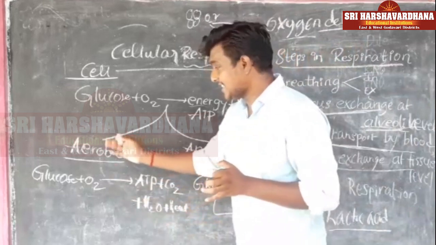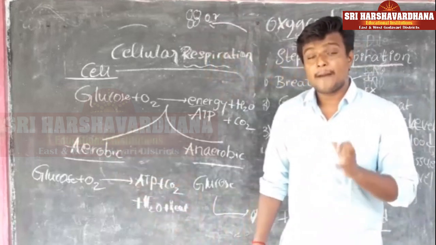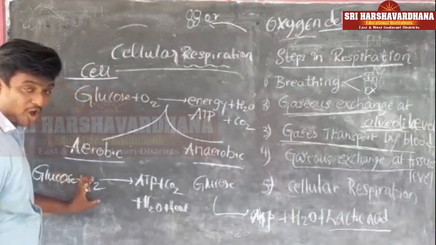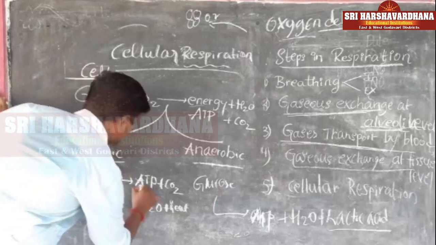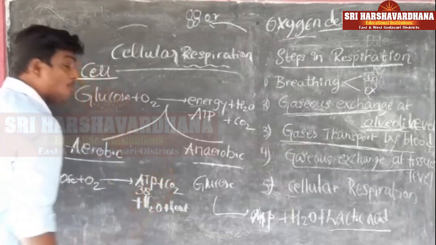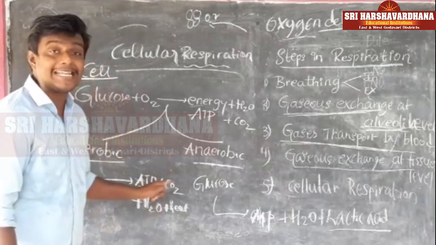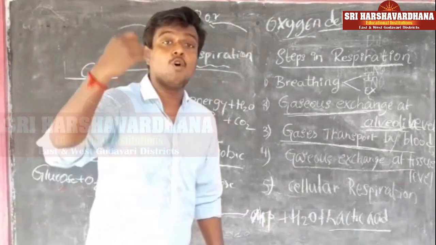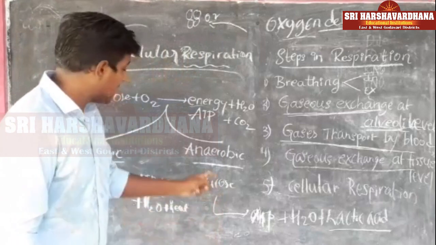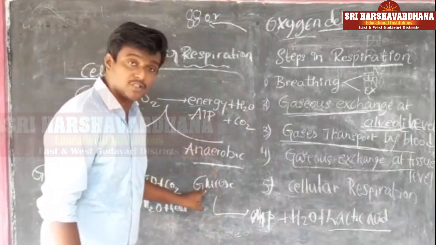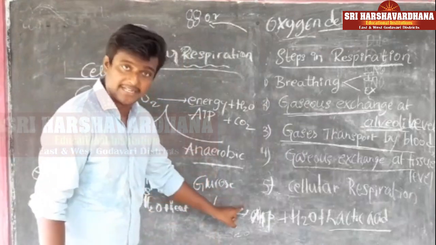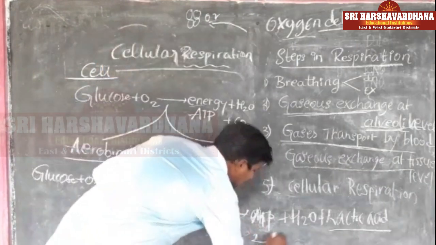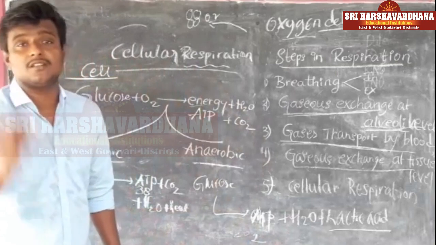For example, in aerobic respiration the number of ATPs is more. When glucose reacts with oxygen and liberates energy, a total of 38 ATPs are released. So 38 ATPs means a more amount of energy. In anaerobic respiration, glucose also breaks down and liberates energy, but here only 2 ATPs are released.